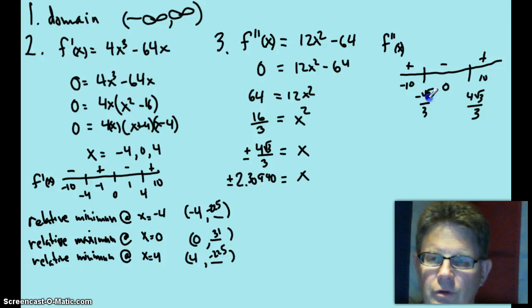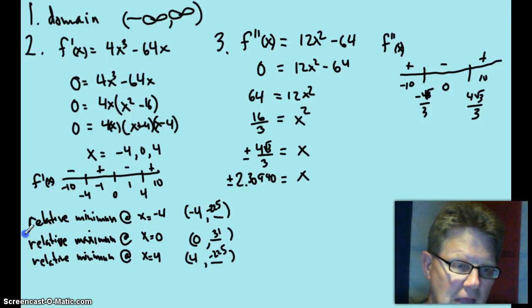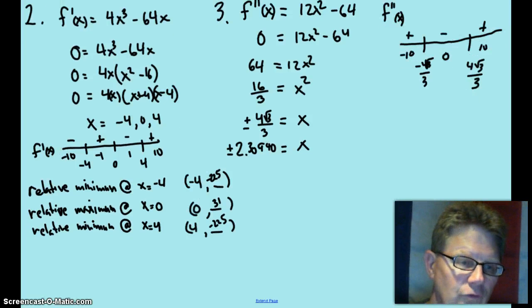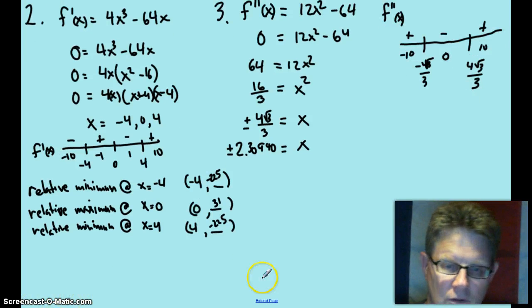So at both of these values, negative 4 root 3 over 3 and 4 root 3 over 3, we have points of inflection, where f of x changes from concave up to concave down, and then at 4 root 3 over 3 it changes from concave down to concave up. And I think the last thing that we need to do is find the zeros of that function.